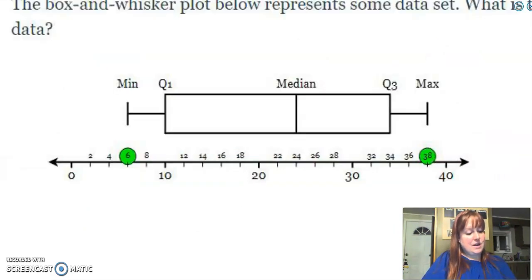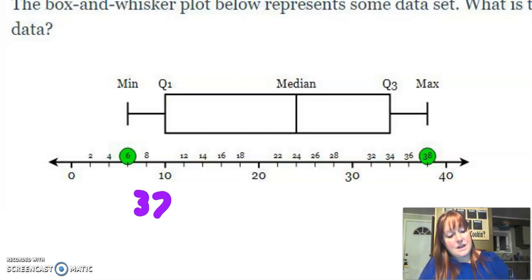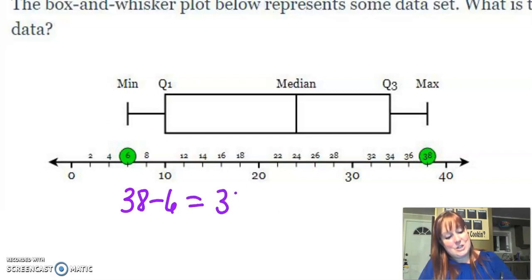So same with this one. Hopefully these are not test scores, because that would be a bad test. But the range on this one, let's figure out. Well, the top number is 38 and the bottom number is 6. So how far is it from 6 to 38? Remember, to find the distance on a number line, we should just subtract. So we say 38. Ooh, that's really fat. I just fat shamed my pen, but it is fat, okay? 38 minus 6 is 32.